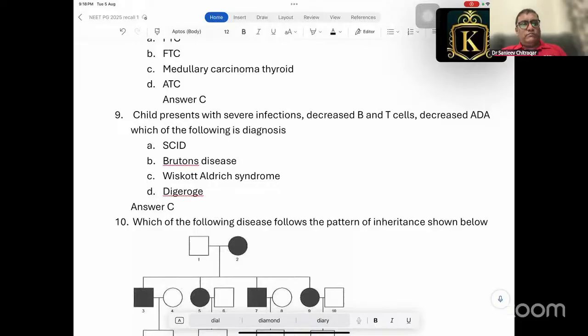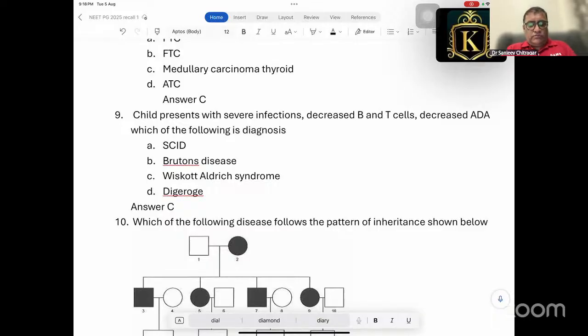Bruton's, no. Bruton's will have only a decrease in B cells, not a decrease in T cells. Wiskott-Aldrich will have a decrease in B and T cells, but will not have decreased ADA. In fact, Bruton's will end up having what? Will have thrombocytopenia and eczema. That will be there in Bruton's. And DiGeorge syndrome, that is also not the answer.